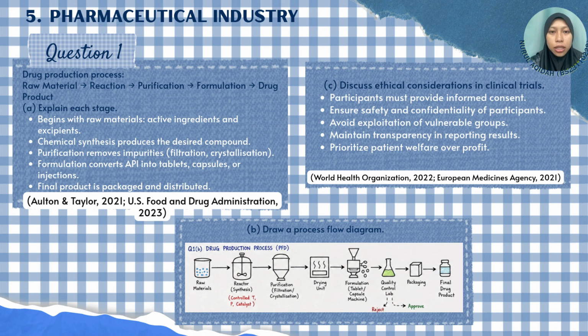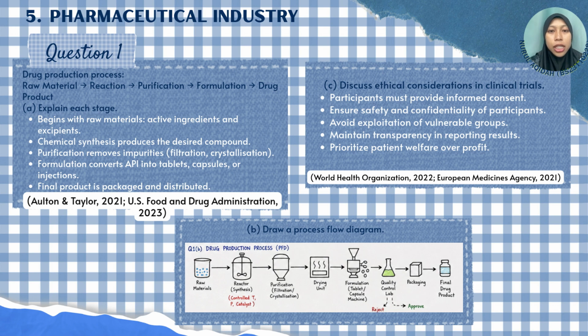As you can see here, the process goes from raw materials to the reaction, purification, drying, formulation, quality control, and packaging. Each stage is important to ensure the drug is safe and effective.